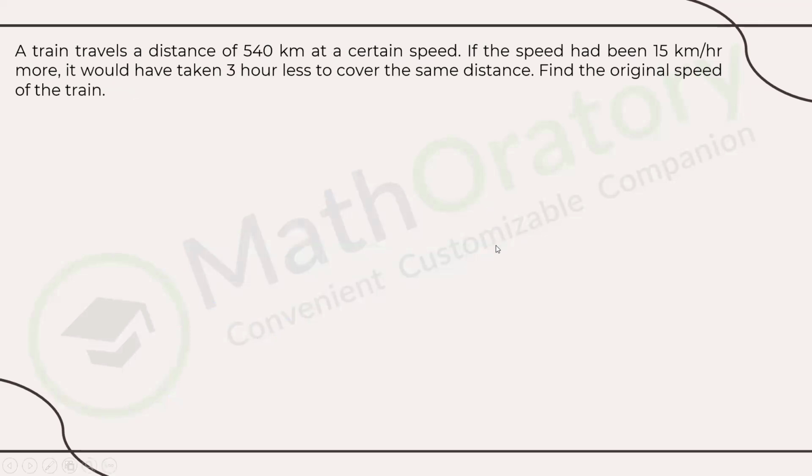Let's look at the next problem. Now, this is a little interesting one. So we have a train traveling a distance of 540 kilometers at a certain speed. If the speed had been 15 kilometers per hour more, it would have taken 3 hours less.